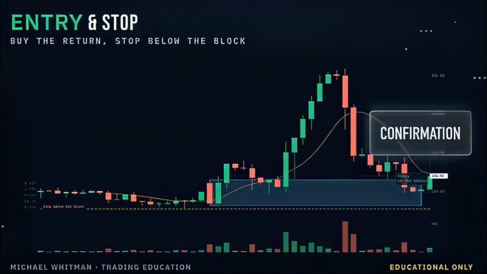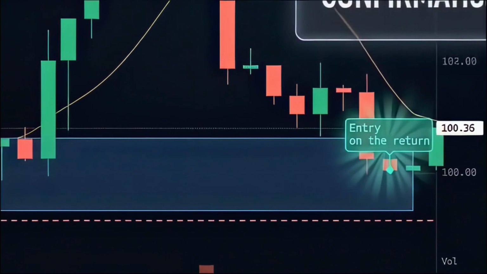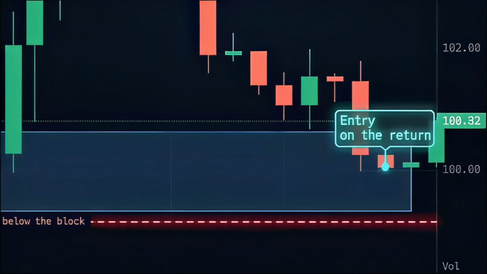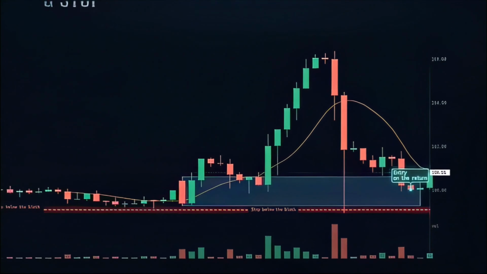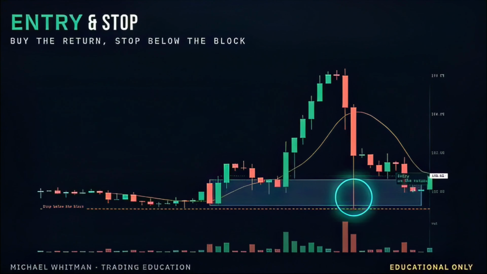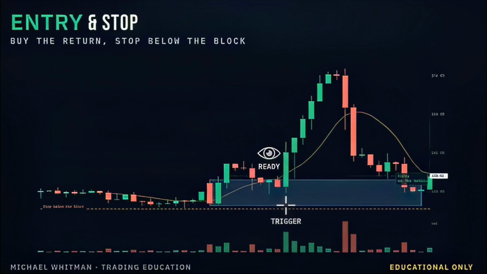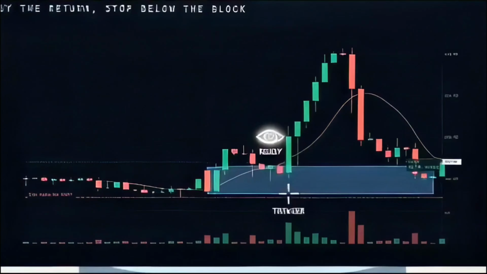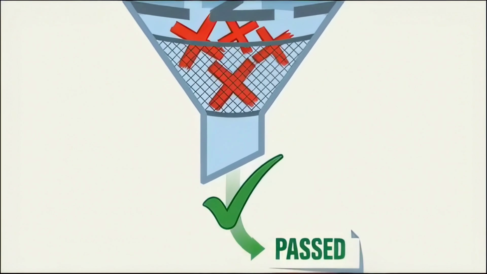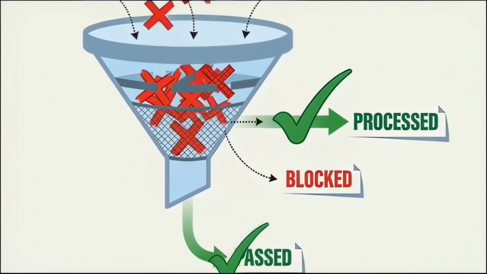And you can make that entry considerably safer with a little confirmation. Instead of blindly buying the instant price touches the zone, wait for a sign that buyers are actually stepping back in, a rejection wick off the zone, or a small shift back upward on a faster time frame. Touching the zone gets you ready. A reaction inside the zone pulls the trigger. That single distinction filters out an enormous number of losing entries.